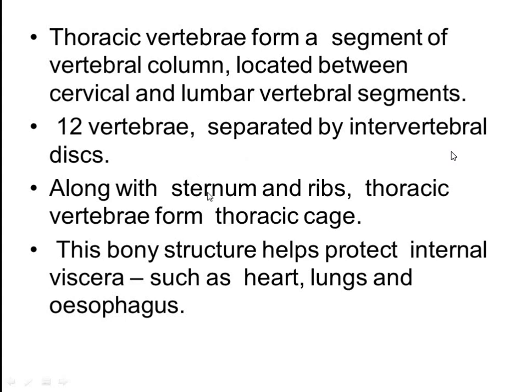Along with the sternum, a single bone, the 12 pairs of ribs and 12 thoracic vertebrae all together constitute the thoracic cage. This bony as well as cartilaginous structure, the cartilage part being contributed by the costal cartilages at the anterior end of the ribs, is responsible for protection of very important internal viscera, including the heart, lungs, esophagus, and other blood vessels present in the thoracic cage.